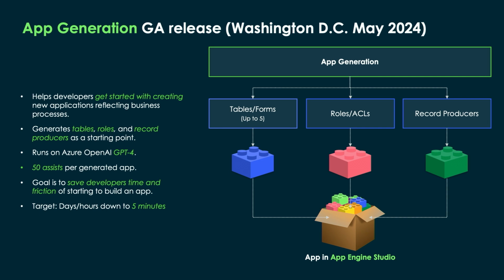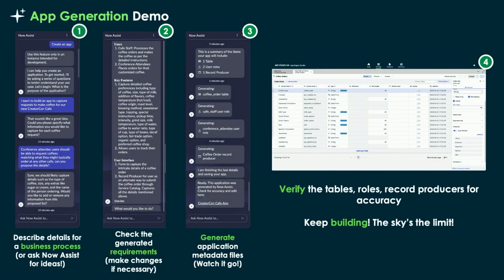Our goal here really is to help developers get started with converting their business processes to a starting point for an application that they could put in front of their end user, or maybe even continue to build on top of, maybe by adding automations like flows or script includes, or even business rules into the application. In our current release, it's going to be running on Azure OpenAI GPT-4, and it's going to help developers cut down time starting an application from days and weeks down to just 5 minutes, as I'm just about to show you. And it's actually very simple.